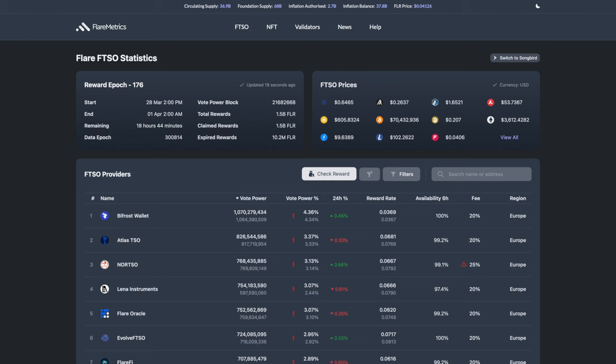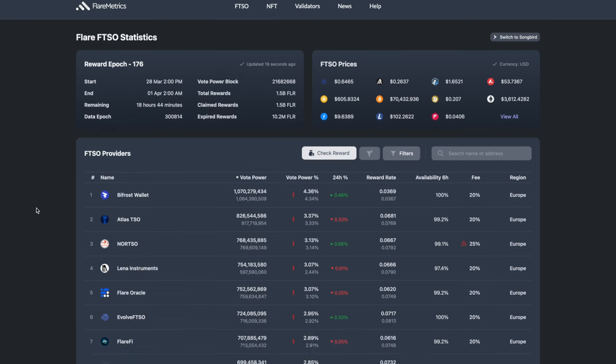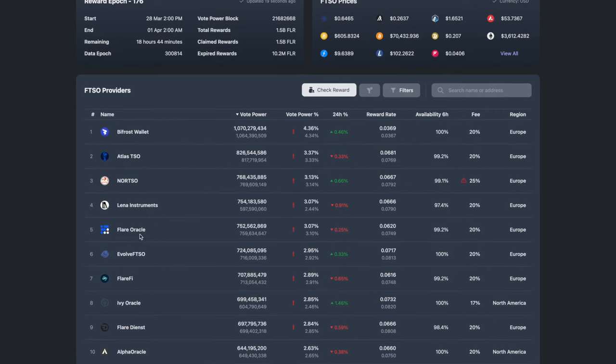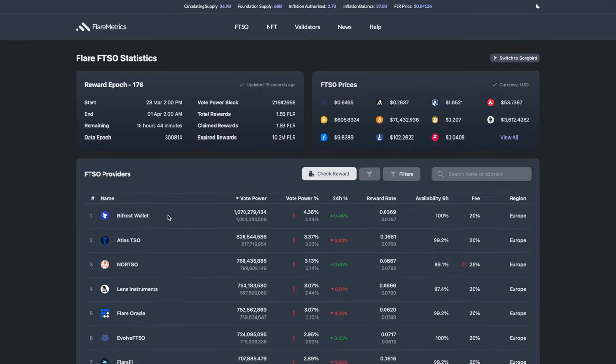This is flaremetrics.io. It shows the Bifrost wallet. I'm allocating everything to the FLR Oracle, not financial advice. I've chatted with these guys. They provide staking. All of these provide staking now. I'm not staking. But you just need to go in. You need to do your research. You need to check out flaremetrics.io.